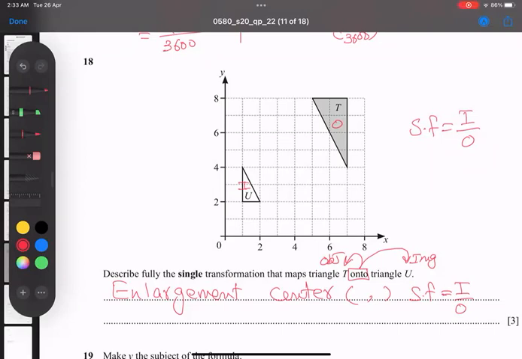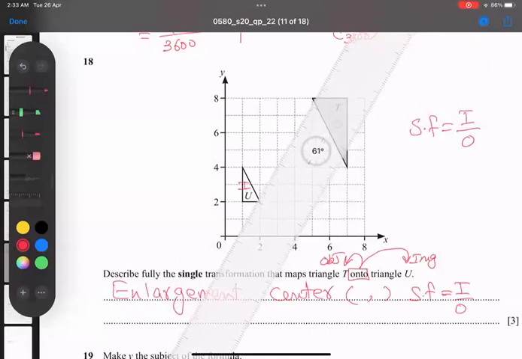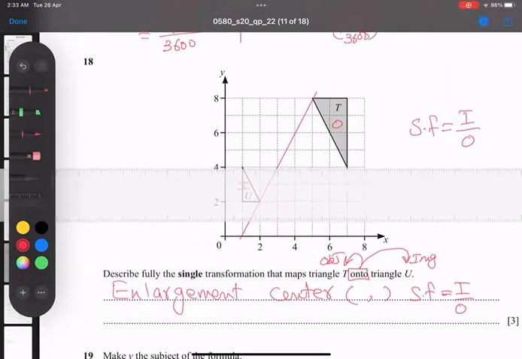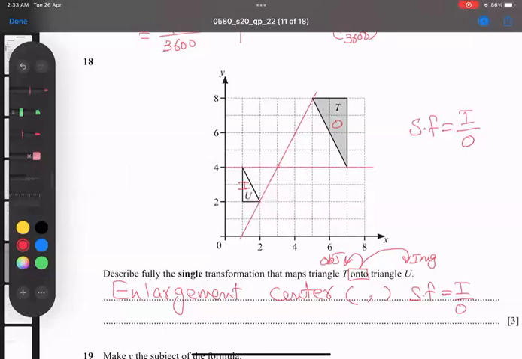First of all, how to find the center? I use my scale and try to join the corresponding points. You can see that the corresponding points are these. I join them, and the second corresponding pair is this one. I join these also, and see they meet at a common point, this one. So the center is x is 3 and y is 4.